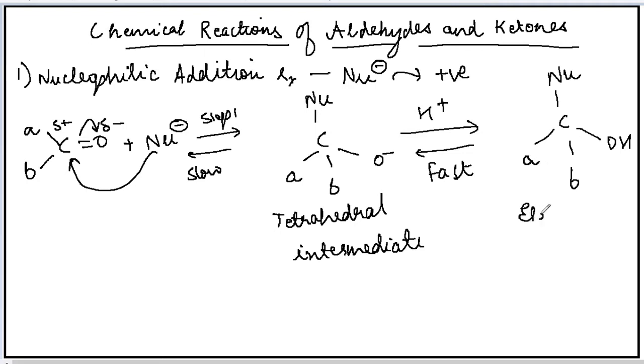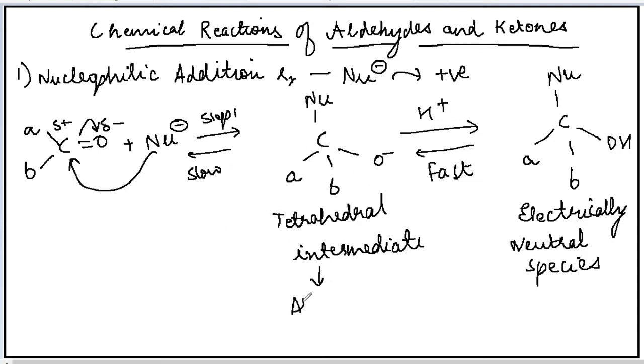This is an electrically neutral species because here you can see that in the intermediate the oxygen is carrying a negative charge, but here it has taken the proton from the reaction medium and formed an electrically neutral species. This will be the product formed when the nucleophilic addition reaction takes place. So the nucleophile will attack the positively charged carbon of the carbonyl group, and as a result the tetrahedral intermediate is formed. This tetrahedral intermediate is an alkoxide.